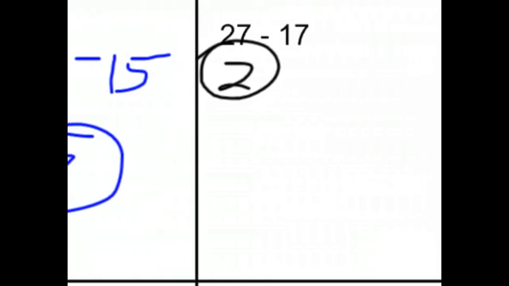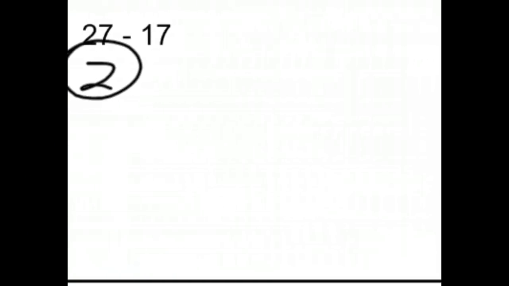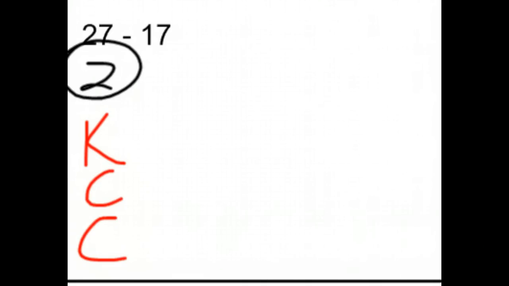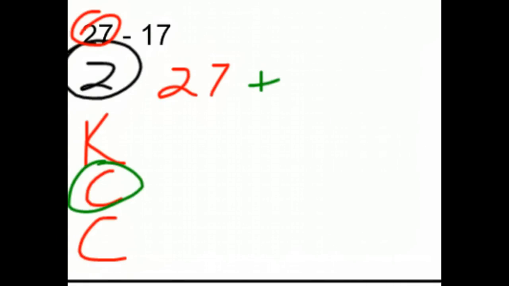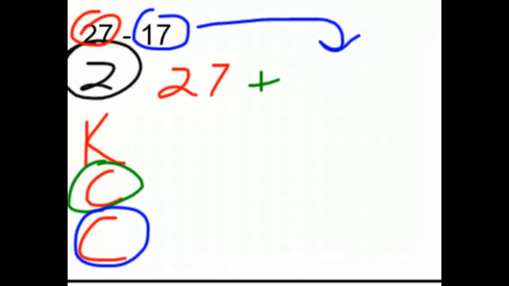For number 2, 27 minus 17 is a very familiar problem, but let's take a look at it specifically from the examples of KCC and see why it's exactly the same as what we're used to with subtracting positive integers. 27 minus 17. So keep the 27, change the sign, and change the second number to be the opposite sign.